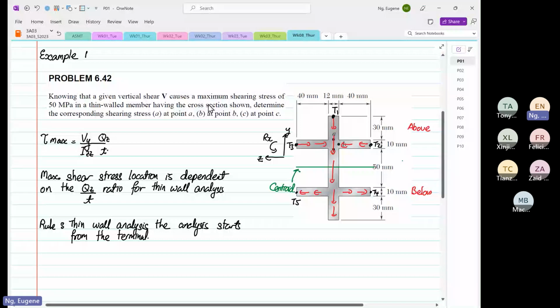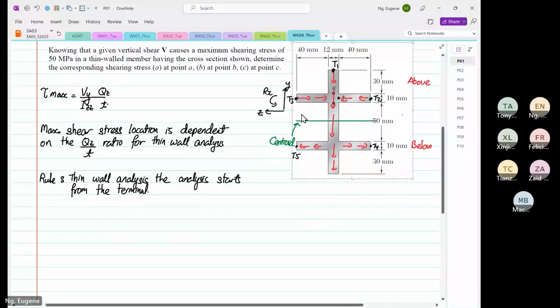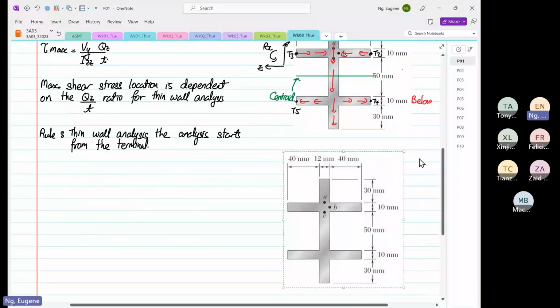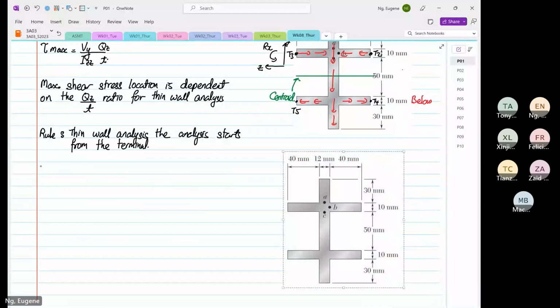Okay, so if we were to look at A, we know this structure over here is more or less a wide flange. Oh, sorry, at point A is a wide flange analysis. Okay, it is a wide flange analysis.